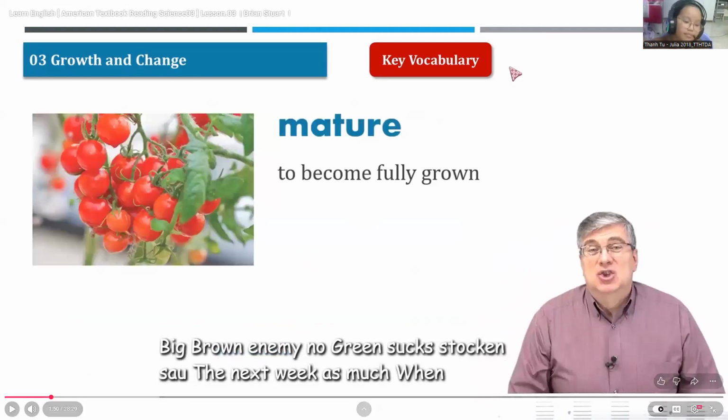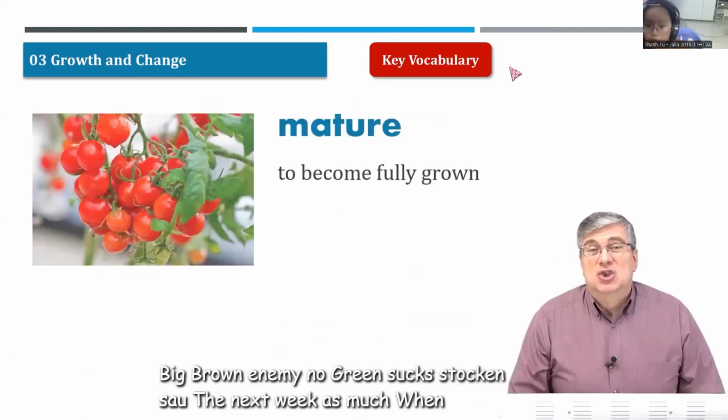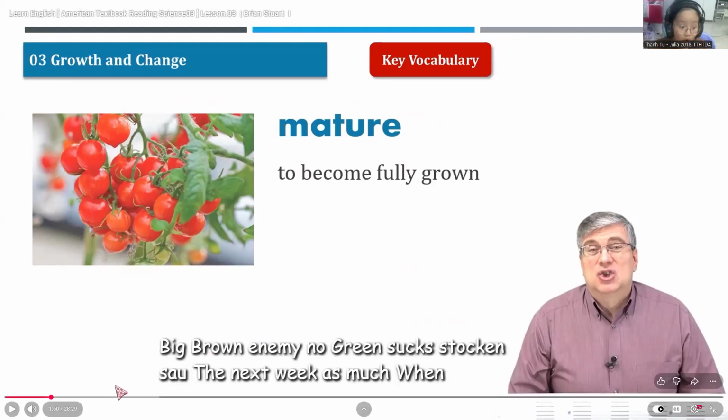Okay, mature. Mature means to become fully grown. For example, this is a tree. Let's pretend my pencil is a tree. I want it to be high up like this, so it's still growing. Then one day it's like this. So it is now mature, or fully grown.